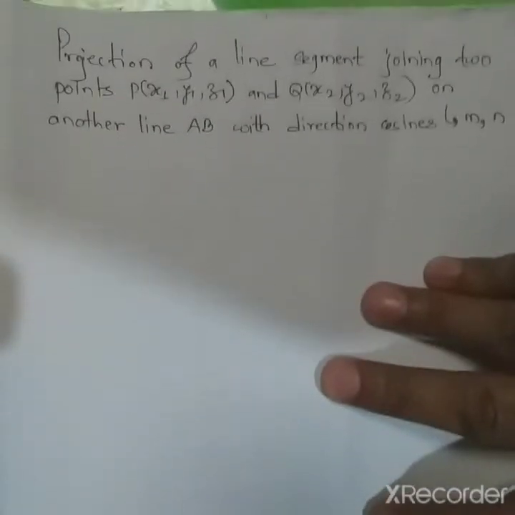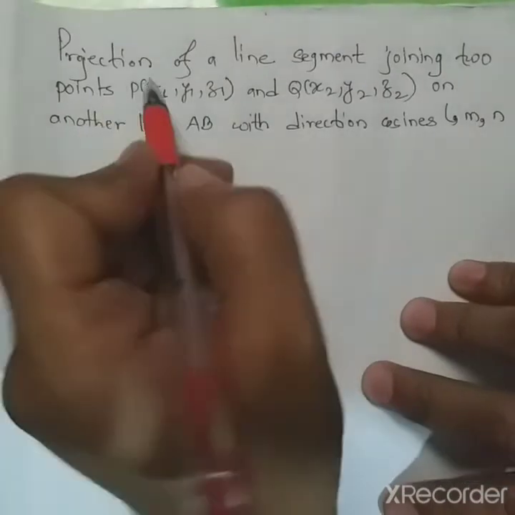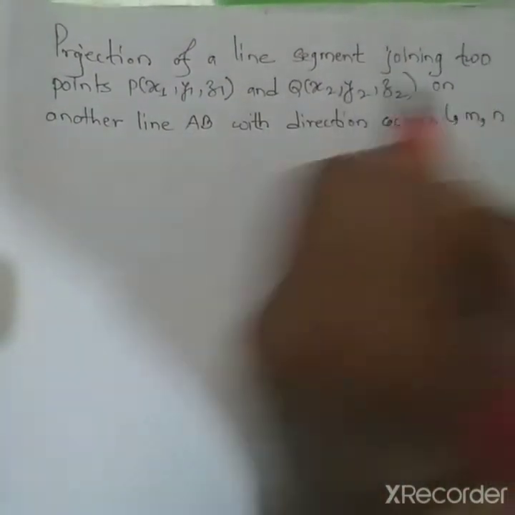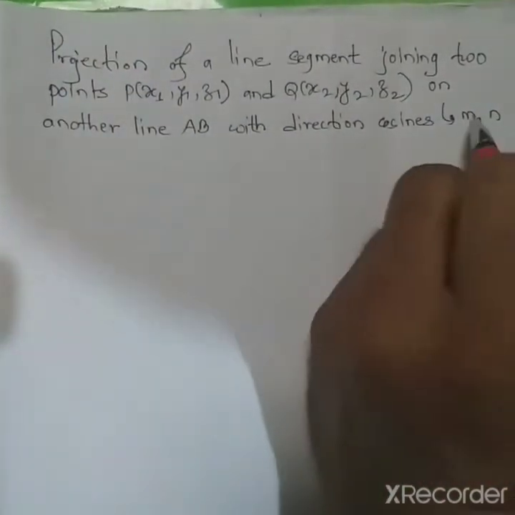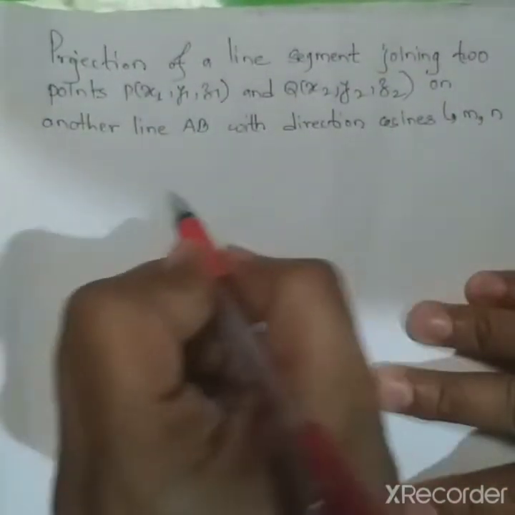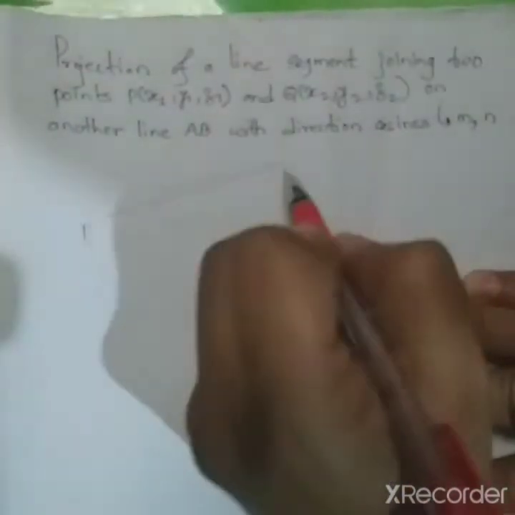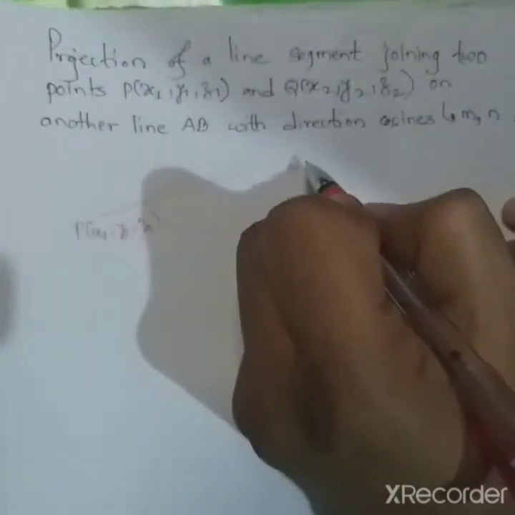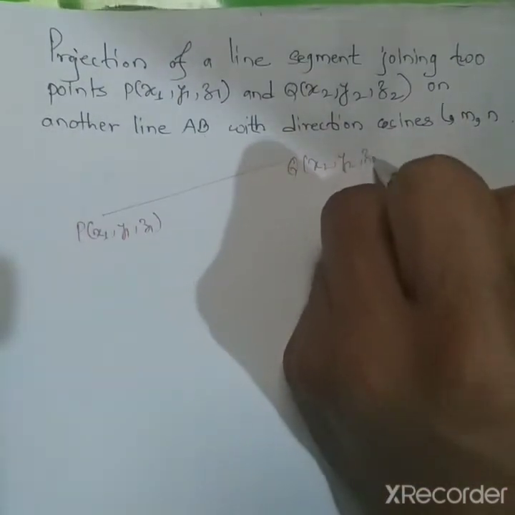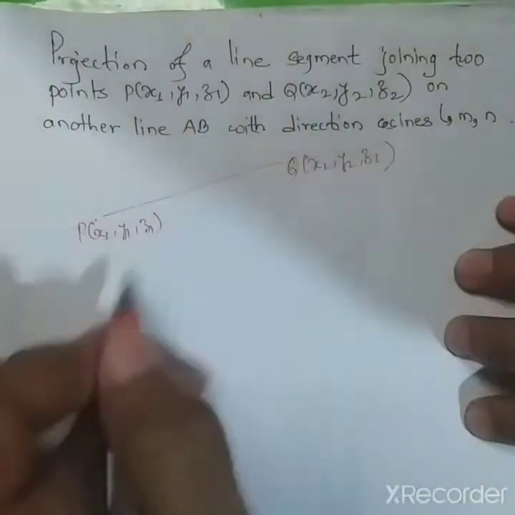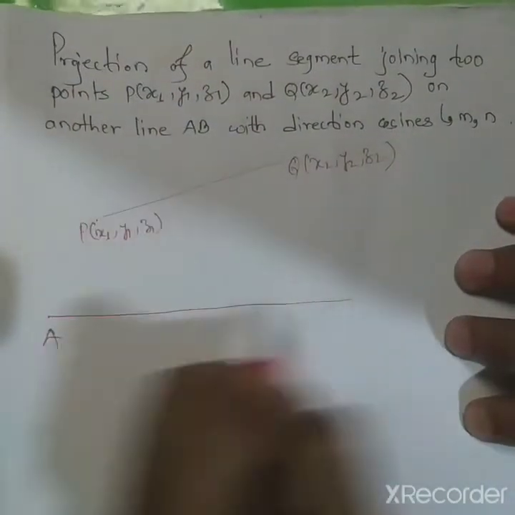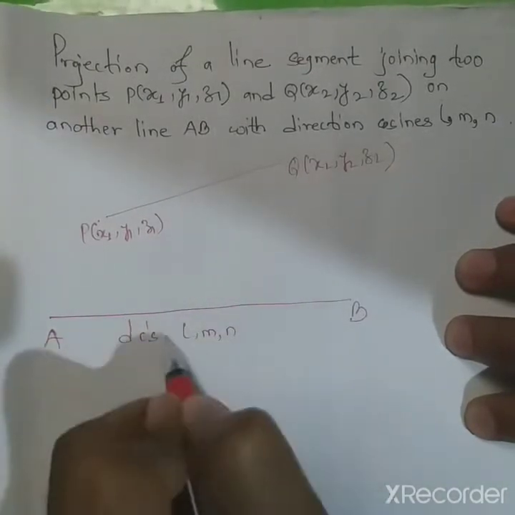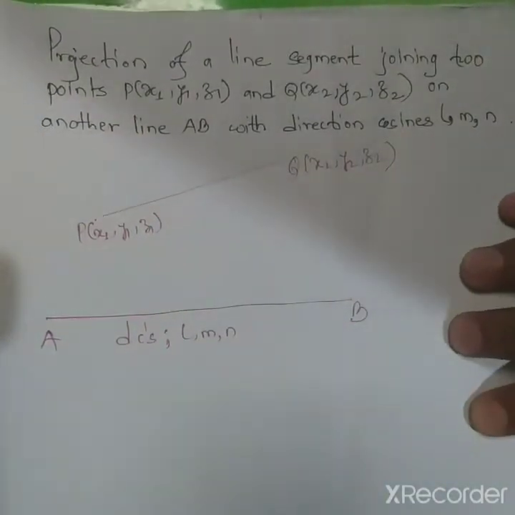Okay, now let us discuss how to find the projection of a line segment joining two points P and Q on another line AB with direction cosines given. Let us consider this line PQ, whose coordinates of P are x1, y1, z1, and coordinates of Q are x2, y2, z2. We need to find the projection of PQ on the line AB, and the DCs of AB are given as L, M, and N.